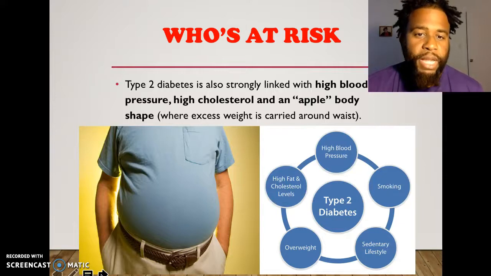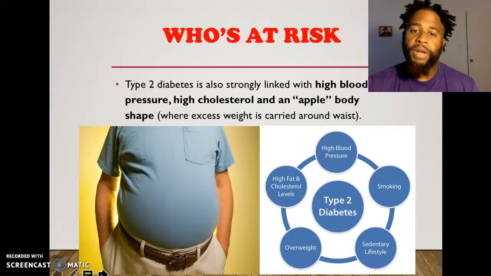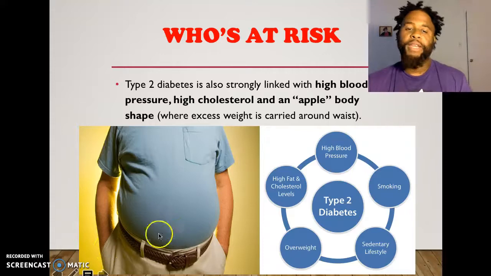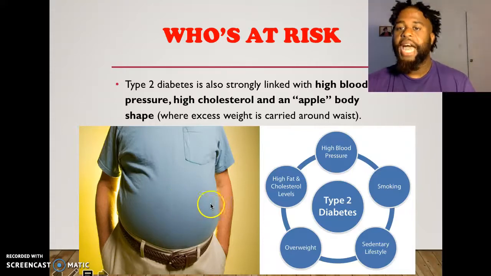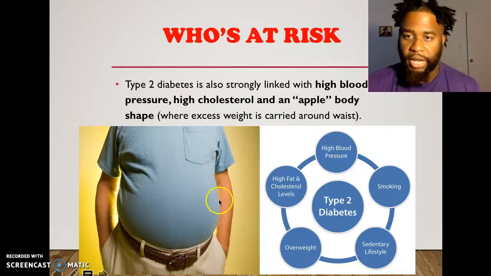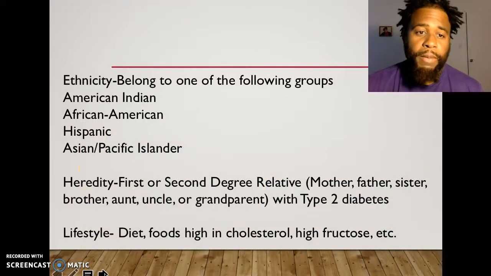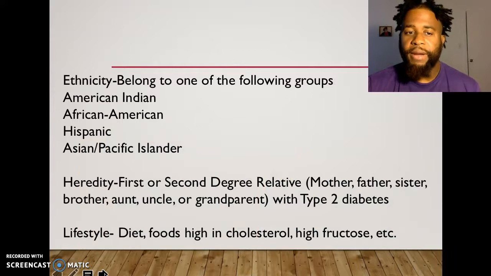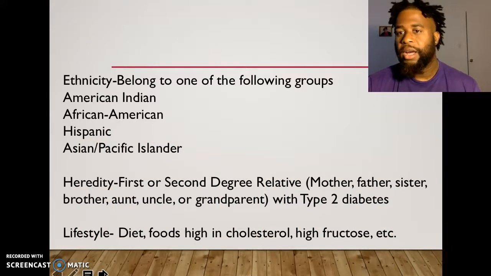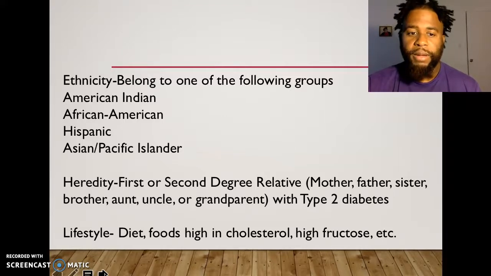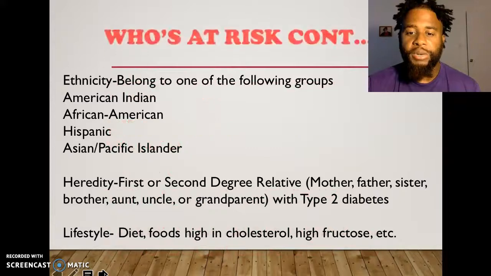Who is at risk? Type 2 diabetes is also strongly linked to high blood pressure, high cholesterol, and an apple body shape, that big gut right there. I call it a tire. The other people who are at risk: ethnicity plays a role, such as American Indian, African American, and Hispanic. Heredity also, mom, dad, grandma, might be factors. Lifestyle, diet, foods high in cholesterol and high fructose.